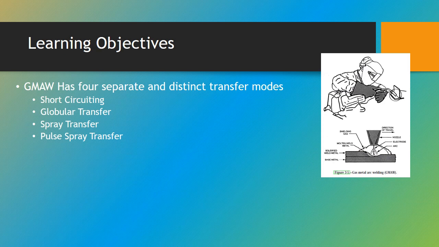Okay, learning objectives. Gas metal arc welding has 4 separate and distinct transfer modes. We've got short circuiting, globular, spray transfer, and pulse spray transfer. These are going to be our learning objectives for this module.